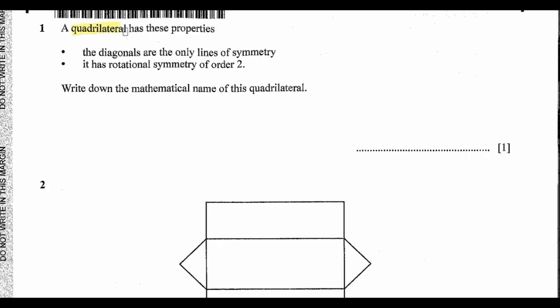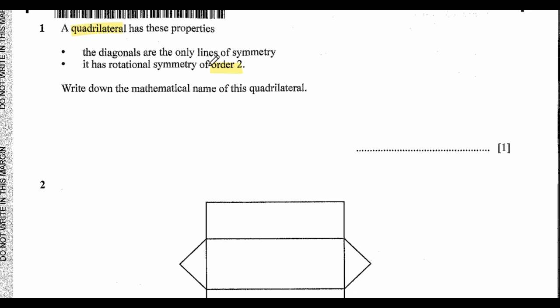Question number 1 says a quadrilateral has these properties. The diagonals are the only lines of symmetry and it has a rotational symmetry of order 2. Write down the mathematical name for this quadrilateral.